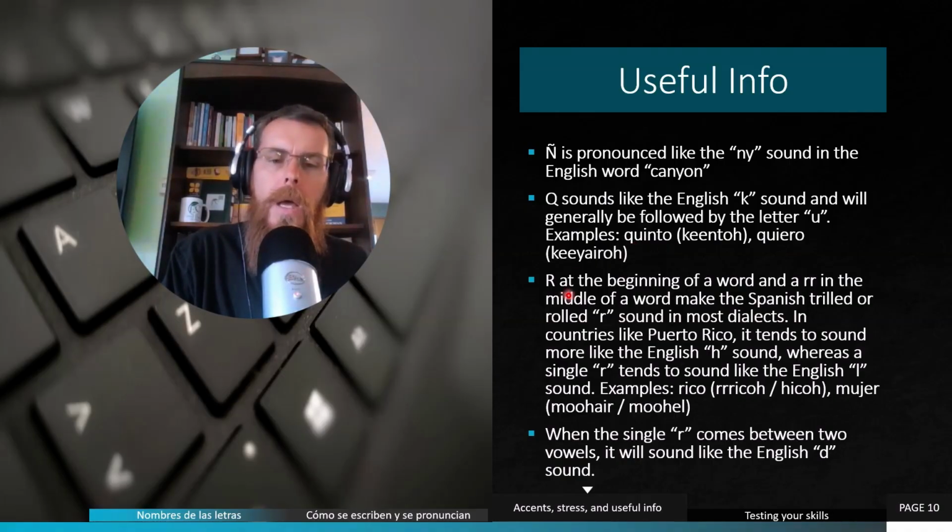R at the beginning of words is the famous R sound. We went over that. That's kind of repeated. A single R between two vowels sounds more like an English D, like pero. Pero means but. Like, I want to do this, but I can't.